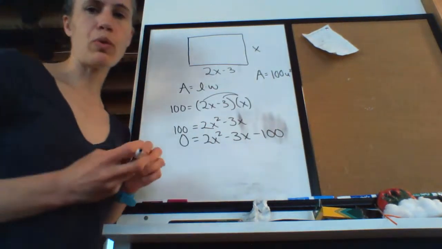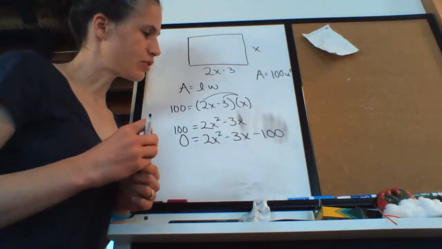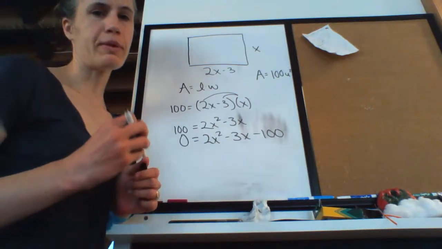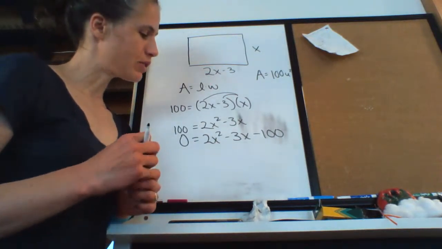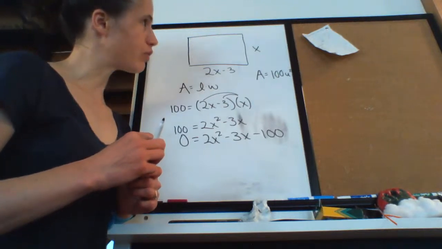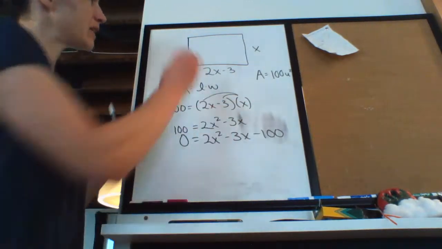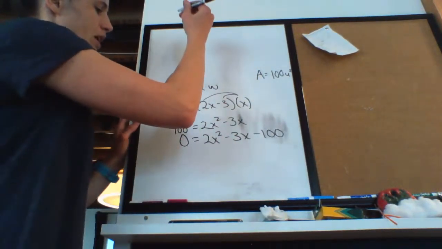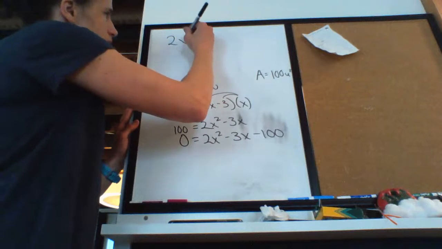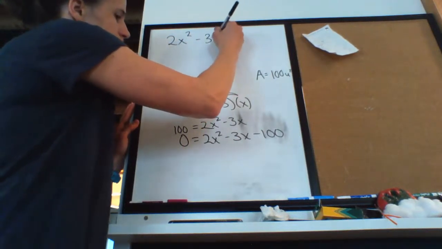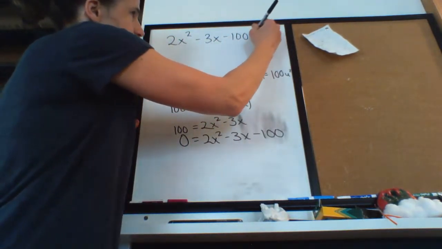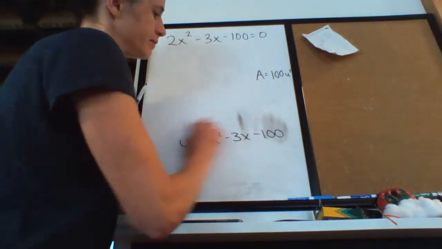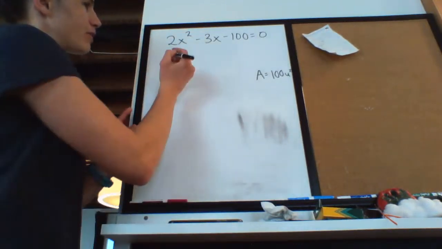Now, it doesn't tell us what way we have to solve this problem, so I can solve it any way. This doesn't look like the nicest problem for solving by completing the square, so I would solve it with quadratic formula. So since I have limited space on this whiteboard, I'm going to erase this up here. And I'm going to rewrite that equation. So 2x squared minus 3x minus 100 equals 0. And I'm going to plug that into the quadratic formula.